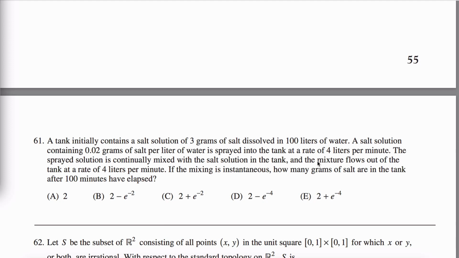And so you're like, more and more water is going into the tank? No, because it's emptying out the other side. The mixture flows out of the tank at a rate of 4 liters per minute. Wait a minute, that's the rate here. Okay, so I'm not getting any extra volume. The amount that's going in is the exact same as the amount that's going out. So I'm always going to have exactly 100 liters of water in this tank. If the mixing is instantaneous, how many grams of salt are in the tank?